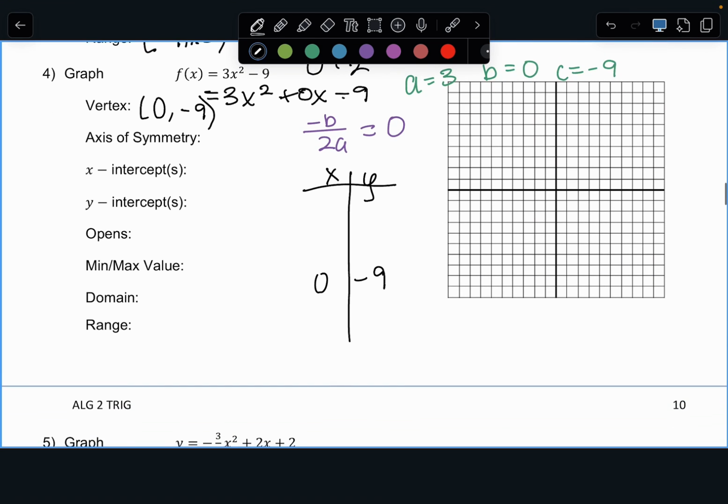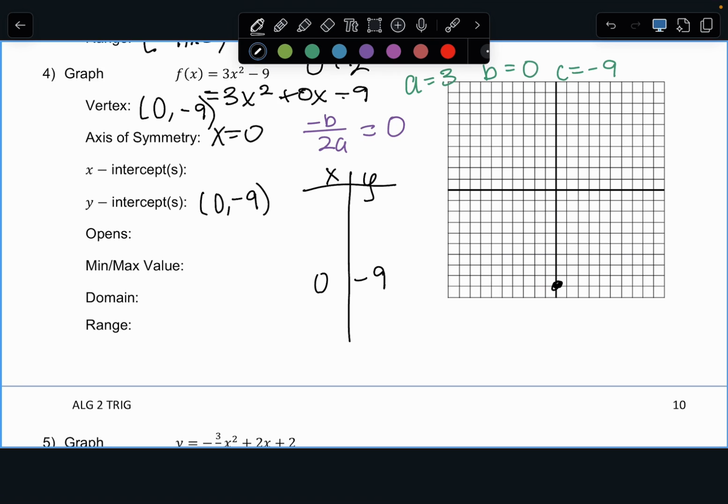Now I'm just going to fill out some other things I know. My axis of symmetry is the y-axis, x equals 0. Not sure about my x-intercepts yet. My y-intercept is (0, -9), same as my vertex. So right here.